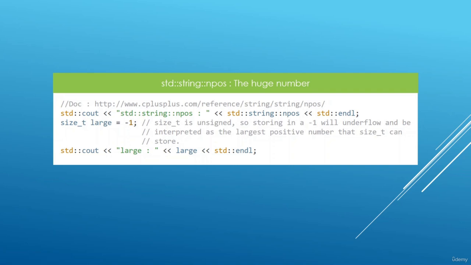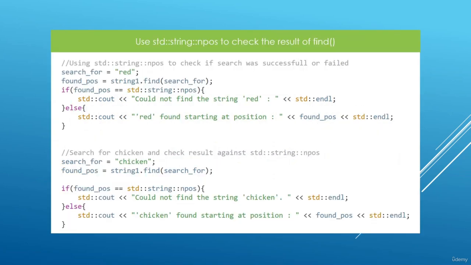So this is useful now because now we can perform checks. We can say, if the returned index in our find behavior is equal to std::string::npos, we haven't found what we were searching for. If it's not equal to std::string::npos, we're going to say we found what we wanted, and we're going to say the index where we found it. And this is really cool. So down here we have another example where we search for "chicken". We're not going to find this, so we're going to fall in the first block here saying could not find the string "chicken". But if we found it, we could say we found it starting at whatever position.